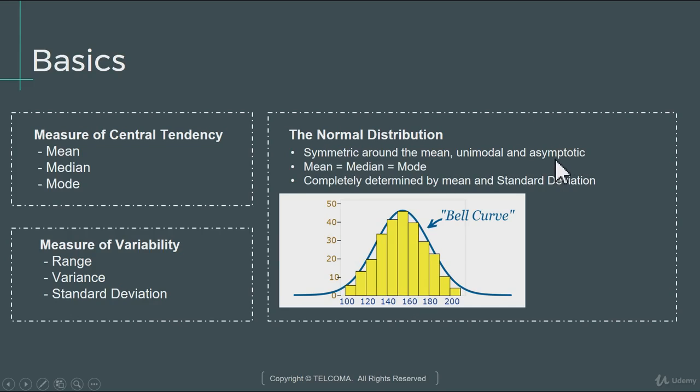Another point is that it's also asymptotic. Now, this is a histogram, but when you plot a simple curve, you can see that the lines never really touch the axis. It just keeps running as parallel lines towards the end, and it is completely determined by the mean and the standard deviation. Now, why is the normal distribution so important?